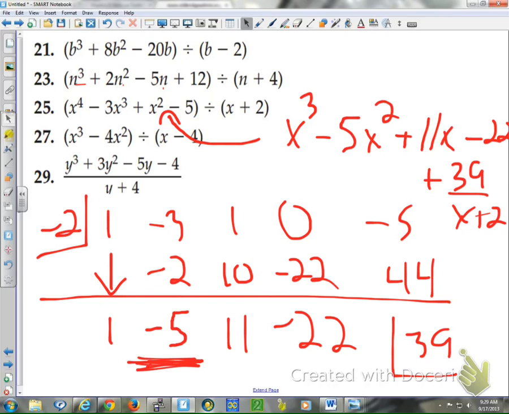You wouldn't underline this whole thing and put x plus 2. You just write it as a division problem. It's not underlined, it's a division problem.